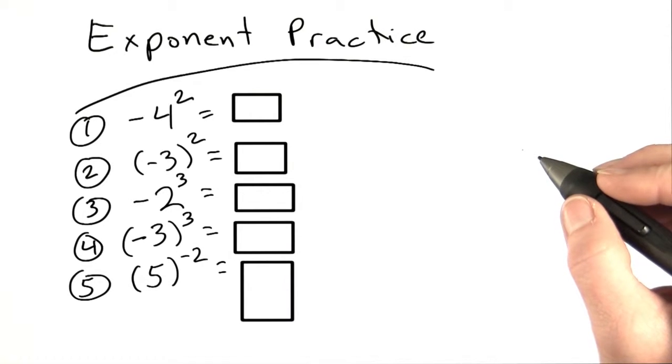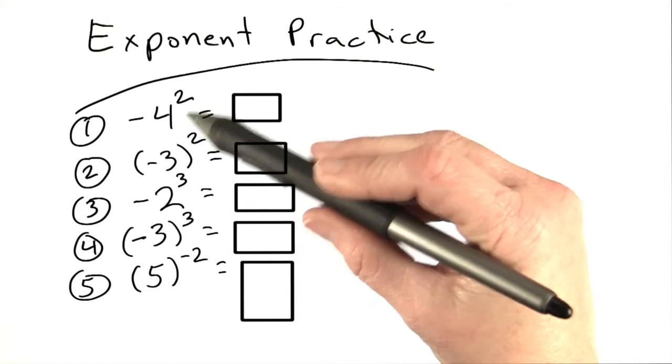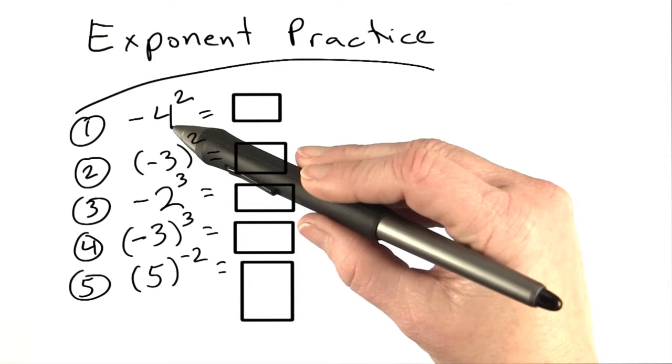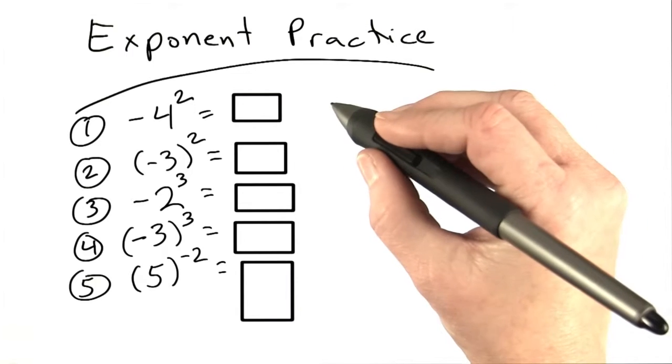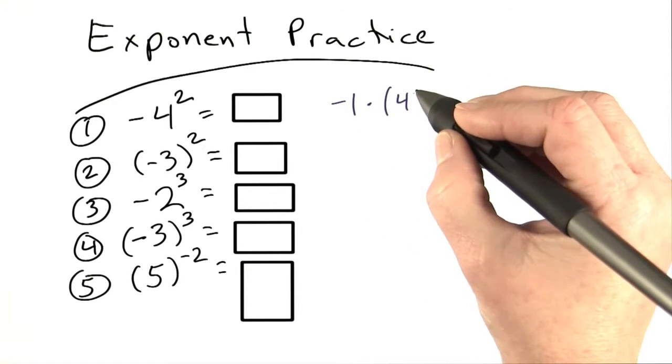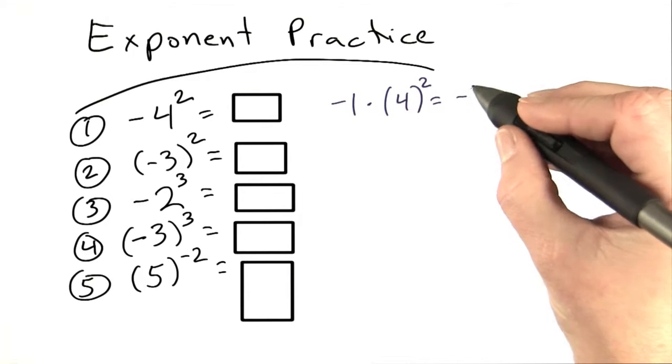Okay, let's see how you did. We have negative 4 squared. Well, negative 4 squared, since the negative is not inside any parentheses, means it's not part of the base. So this is going to be negative 1 times 4 squared.